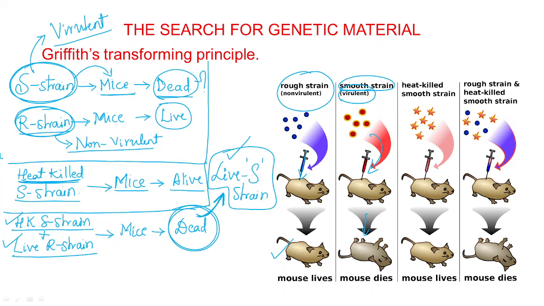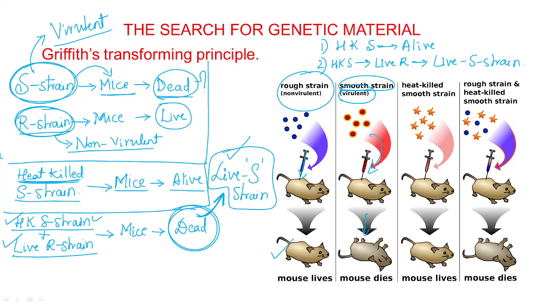Okay, the possibilities are of two types here. I will write the possibilities here, first one and second one. First possibility is heat killed S strain bacteria have become alive again, or second possibility is the heat killed S strain bacteria have made the live R strain get converted into live S strain. These were the two thoughts that struck in his mind.